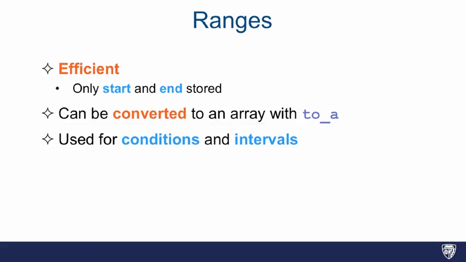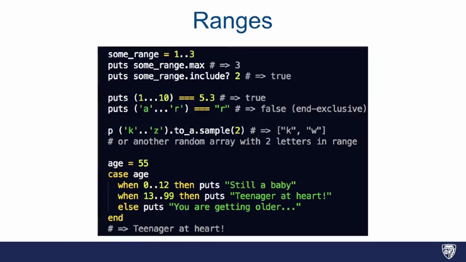Another thing that ranges are used for, and probably what they are most used for, are conditions and intervals, as we'll see in a minute. So let's say you have a range from 1 to 3 with 2 dots, so it's all inclusive. 1 is included, 3 is included, and obviously 2 is included. Let's see what methods you can call on ranges. You could call max to see the max element. You could call include and ask, does this range include 2?